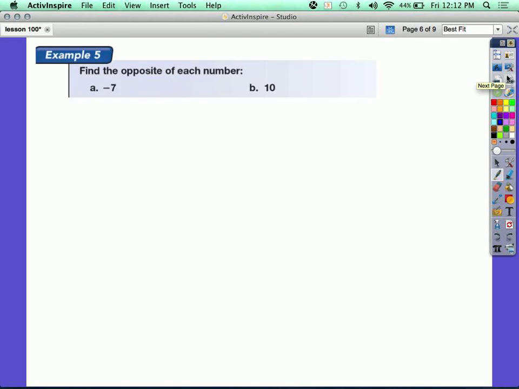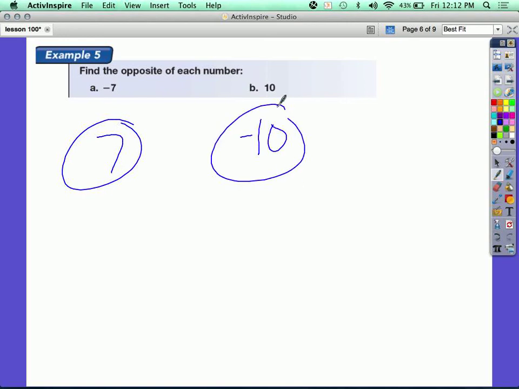Okay. So now we're talking about opposites. They want us to find the opposite of each number. So if I have a negative 7, the opposite is going to be a positive 7. Remember, I don't need to draw that plus sign. If there's no sign, I know it's positive. The opposite of 10 is going to be negative 10. This 10 is positive, so I just write the negative of that number.